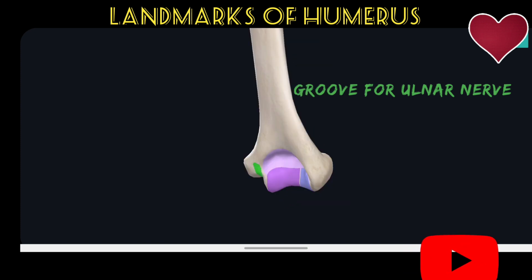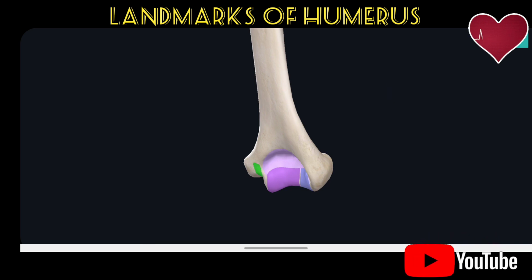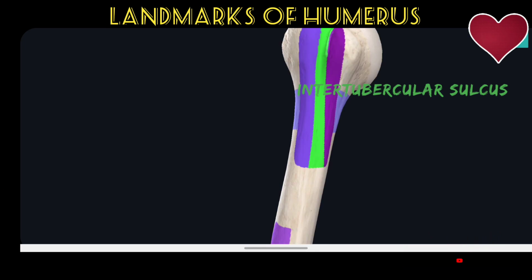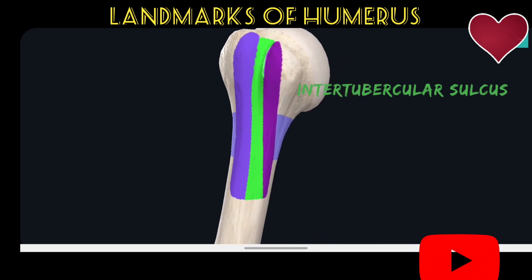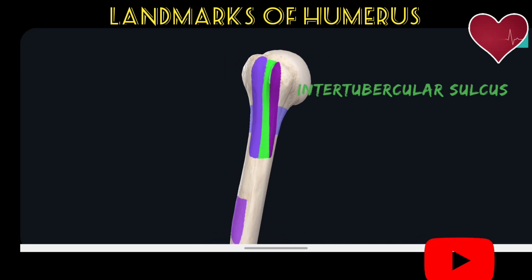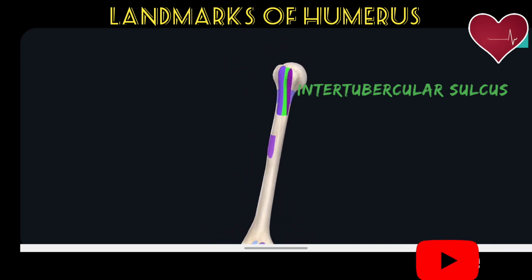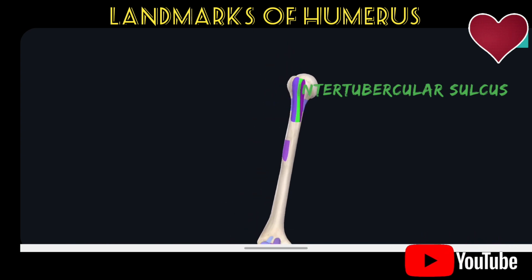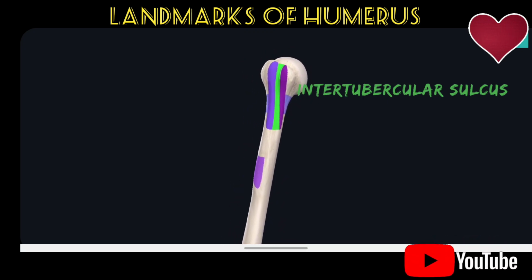The groove for ulnar nerve is the shallow depression found along the posterior surface of medial epicondyle of humerus, and the ulnar nerve passes through this groove. Then we have intertubercular sulcus. This green part is known as intertubercular sulcus. It is the vertical longitudinal depression found on the anterolateral aspect of the proximal end of humerus. It is located between the greater and lesser tubercle of humerus.